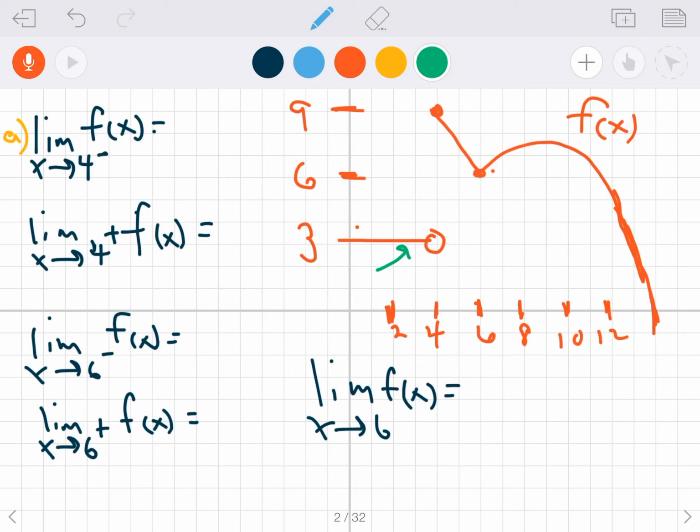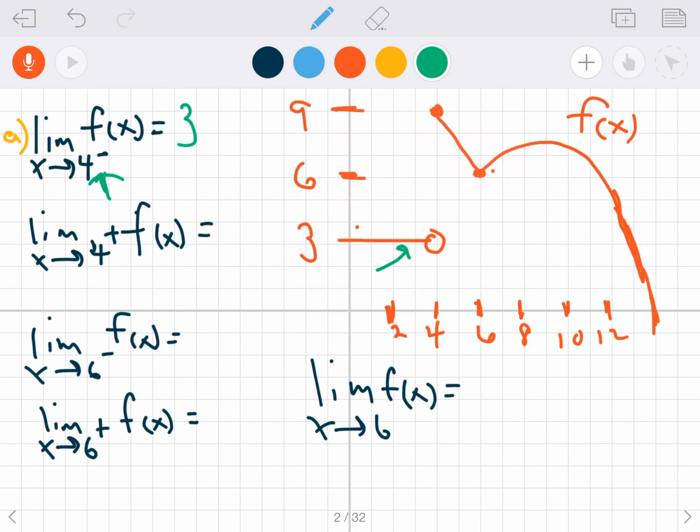And we ask ourselves a question. When x is 4, what is y? So when x is approaching 4 from the left, what is y? We can identify it as a 3. So it is 3. Now, if you want to try these on your own, stop the video and then start the video up and see if you come up with the same answers.